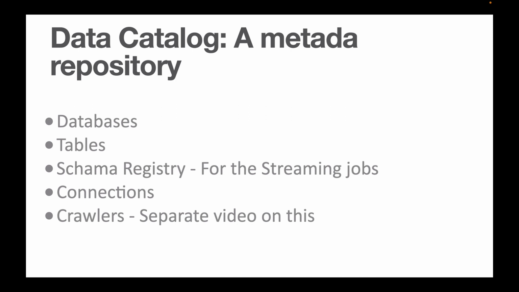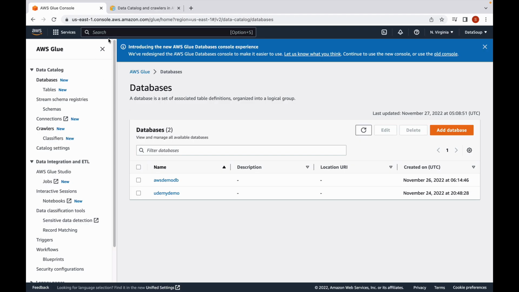So now let's go and log in to our AWS Management Console. Currently you see I have logged in to the AWS Glue console, and under Data Catalog we can see all of the information. I have created two databases, AWS DemoDB and Udemy Demo.